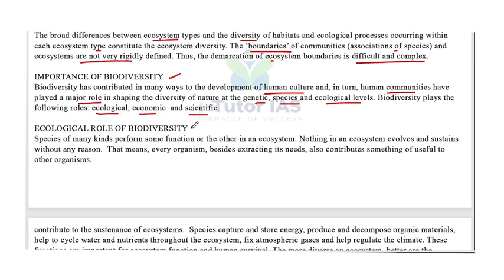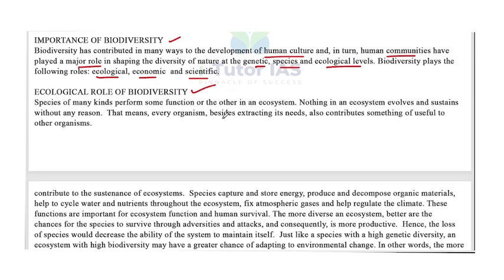First one, the ecological role of biodiversity. Species of many kinds perform some function or the other in an ecosystem. So every species has some function in the ecosystem. Nothing in an ecosystem evolves and sustains without any reason. That means every organism, besides extracting its needs, also contributes something useful to the other organisms.